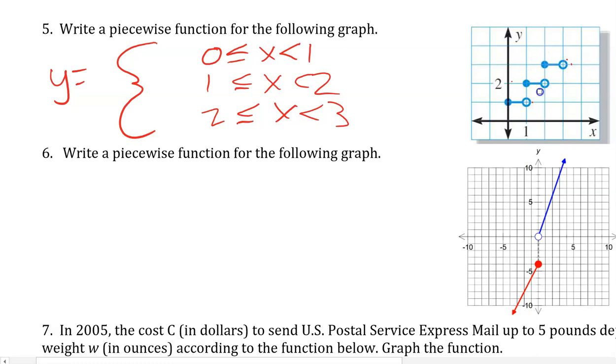So for x greater than or equal to 0, but strictly less than 1, y is 1. Similarly, for x greater than or equal to 1 and less than 2, y is 2. And for the last portion, y is 3. So those are our 3 portions of our piecewise function.